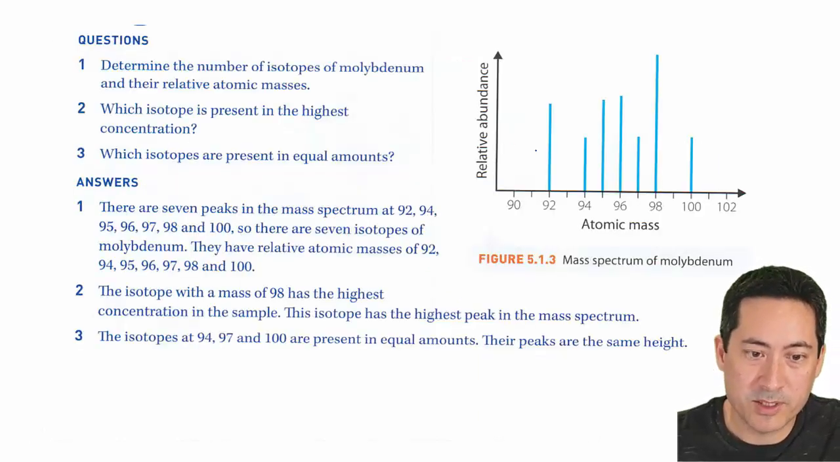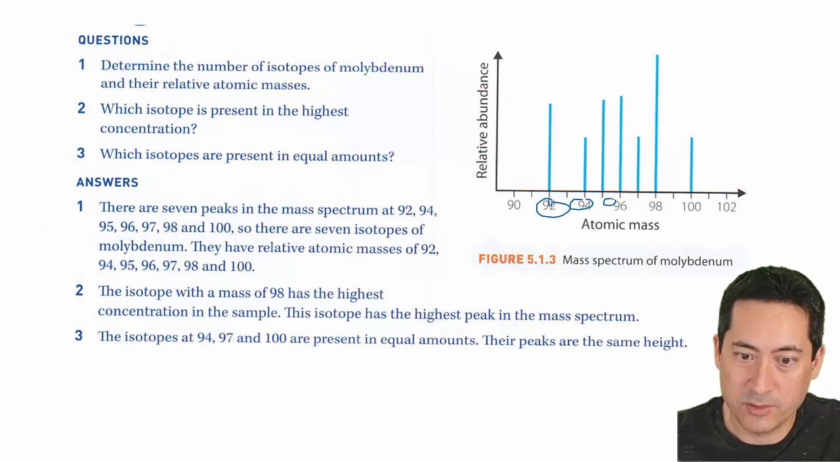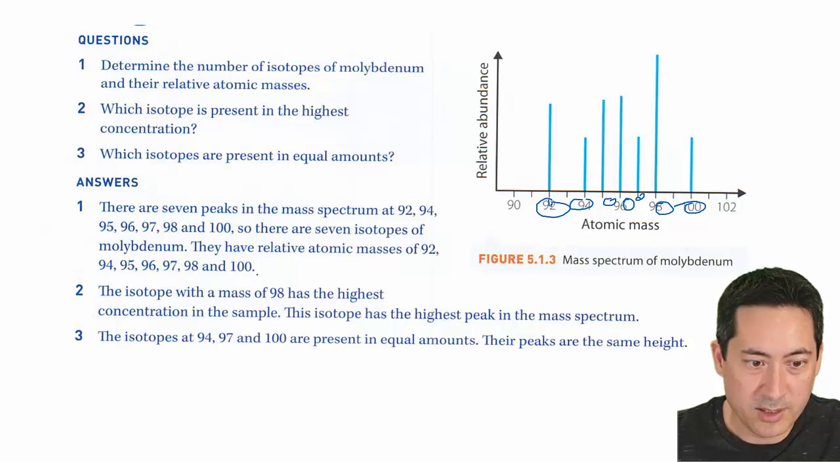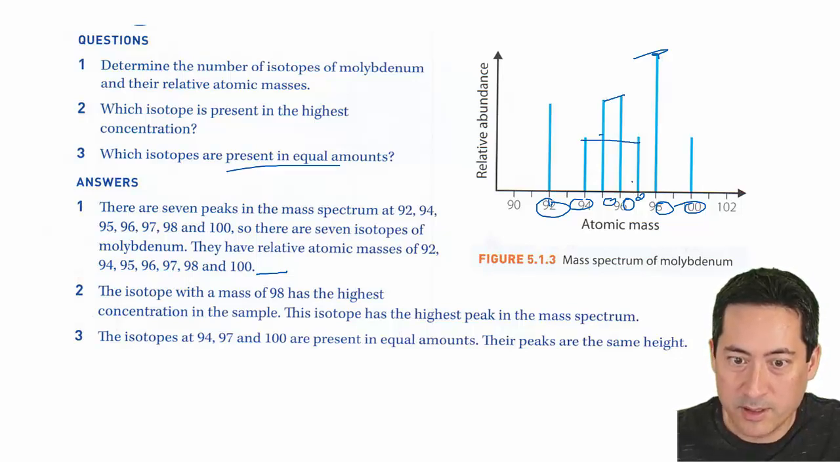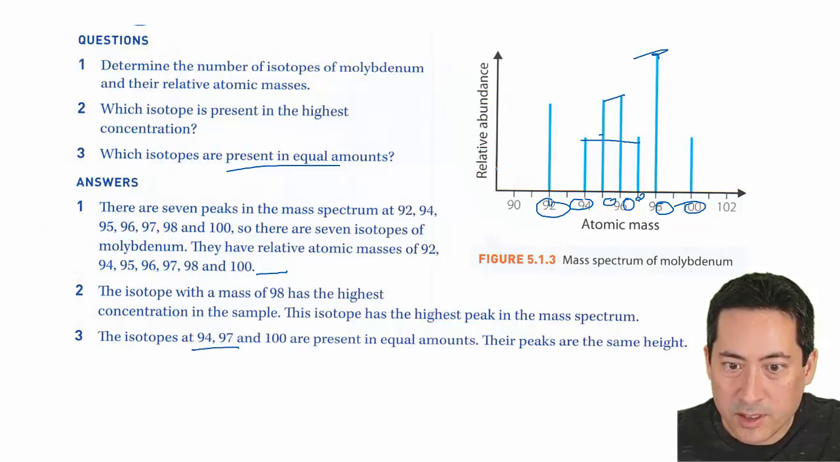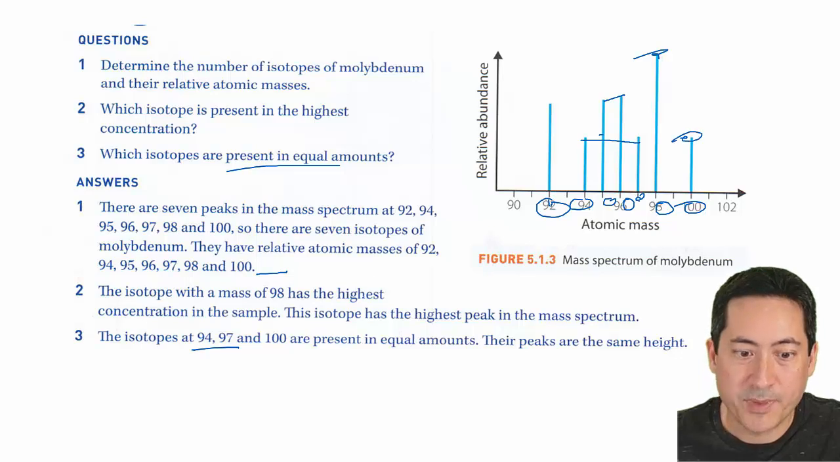Just went through some more questions that are not just for understanding. So determine the number of isotopes and their relative masses. So you have 1, 2, 3, 4, 5, 6, 7. They're the list here of those numbers. The highest one here is 98. And which ones are in equal amounts? Those two look to be equal. That doesn't. So I would say 97 and 94. And 100 over there. Okay.